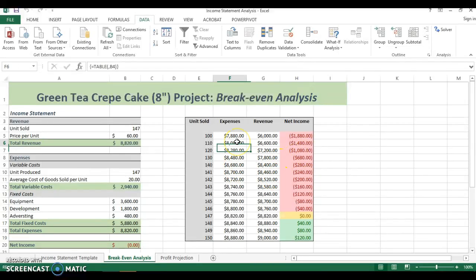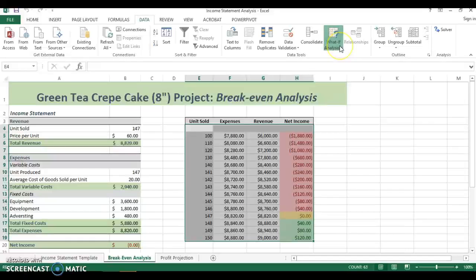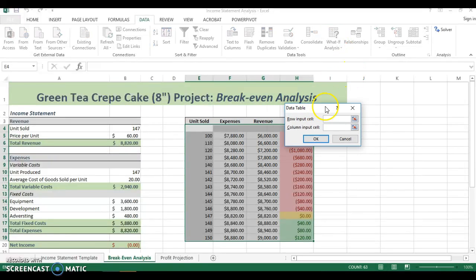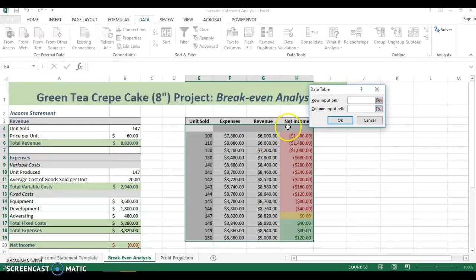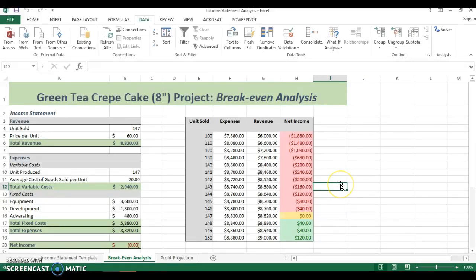I did not input every formula in this data table. I used another Excel function called data table. It's under What-If Analysis. To do that is really easy. You just highlight the table and go to What-If Analysis, Data Table. Here you only have a one variable data table and it depends on the column input cell. The column input cell will be B4, which depends on the units sold in here. So just click OK. Then Excel will formulate it for you.